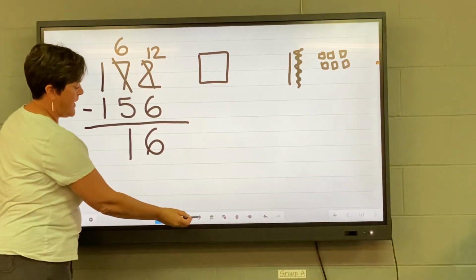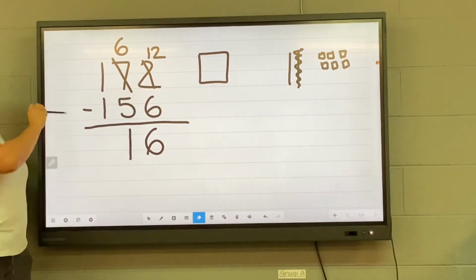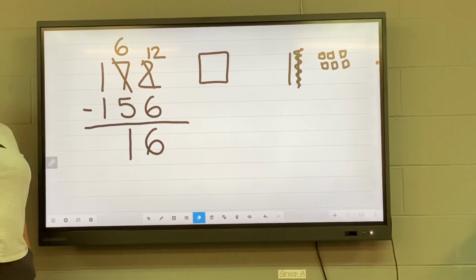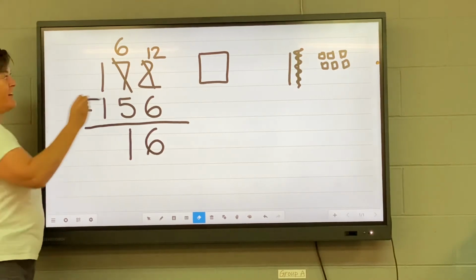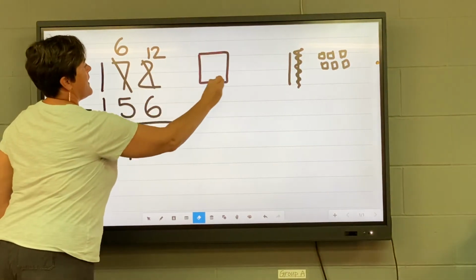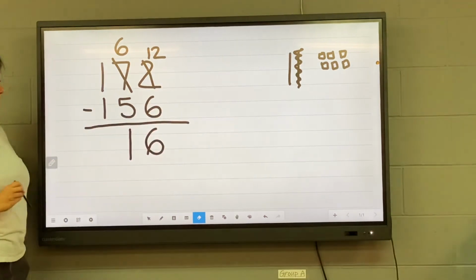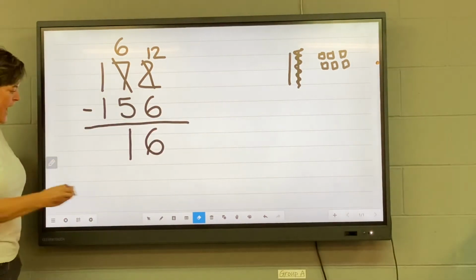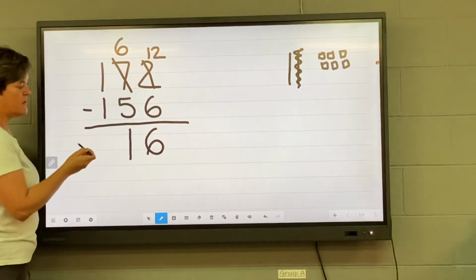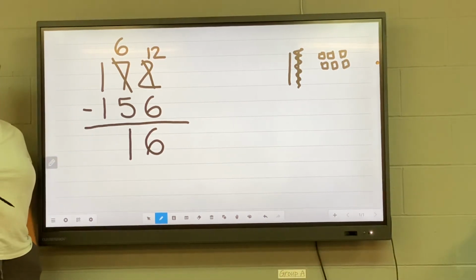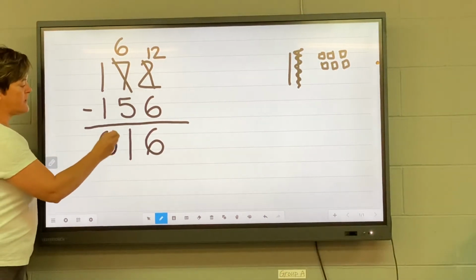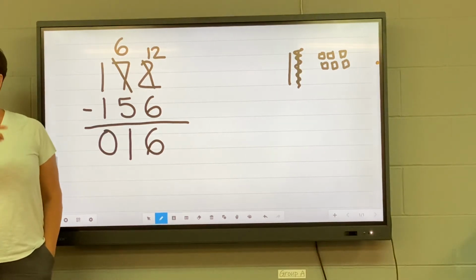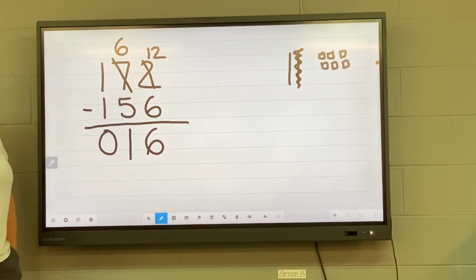Now, I have 100. Am I subtracting anything from it? No. Well, yes. 100. So if I get rid of that 100, how many hundreds do we have left? 0. Do I have to put a 0 there? Or can I leave it blank like that? You leave it blank. Okay, if you need to see that 0 there, go ahead and put it there. All right.